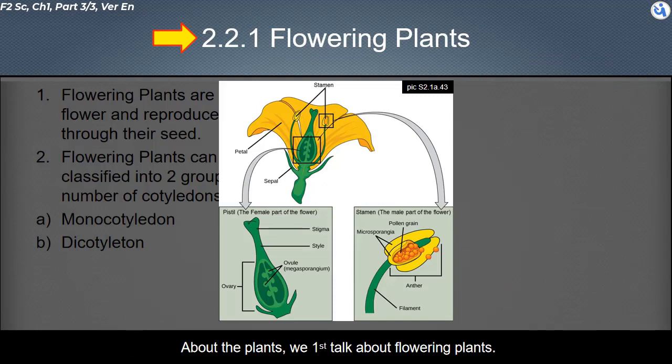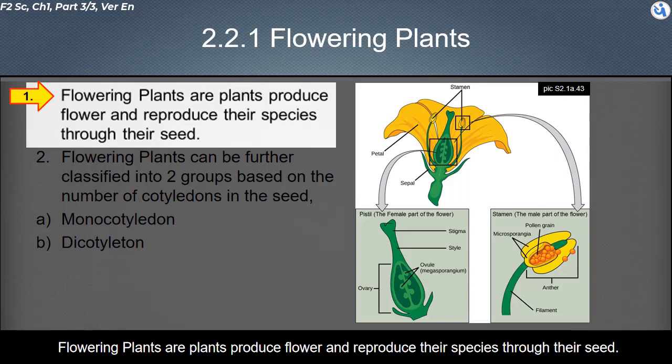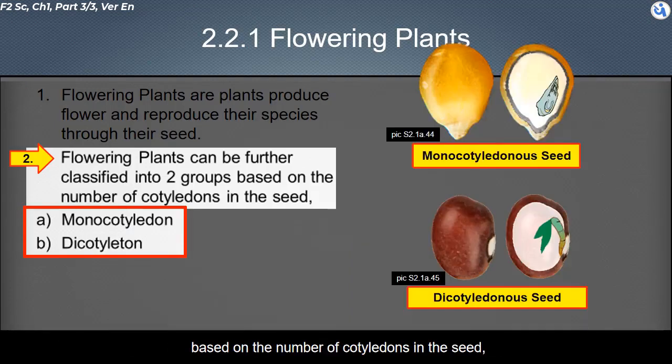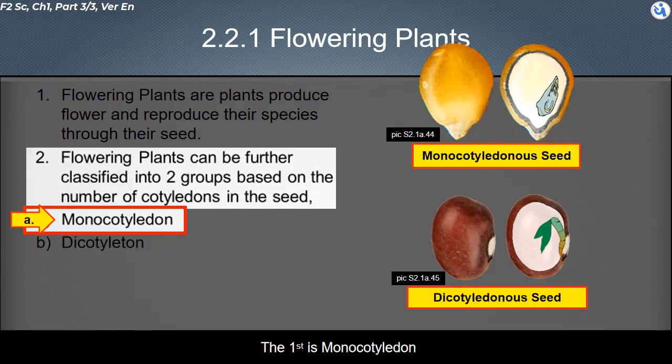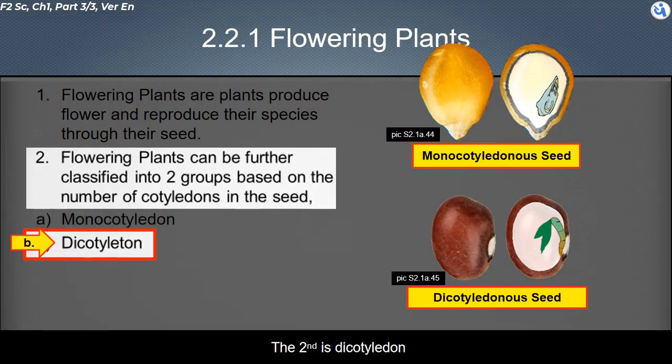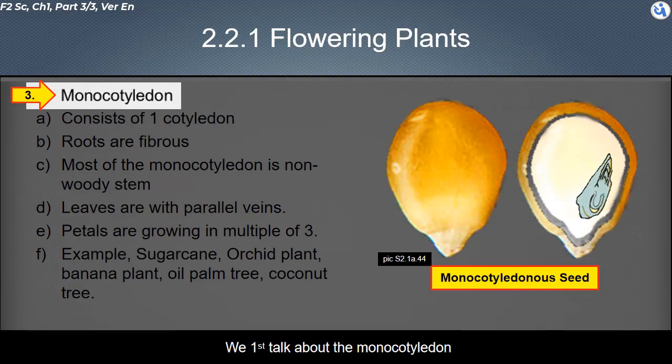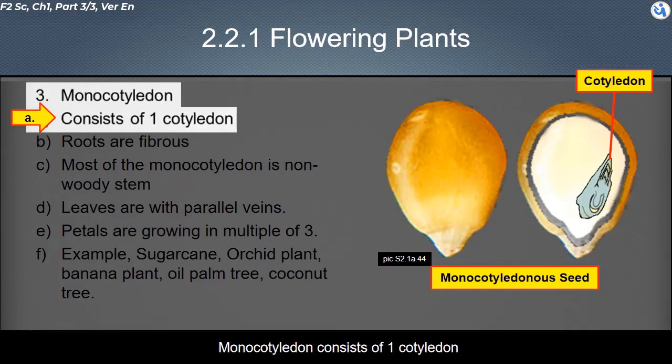Of the plants, we first talk about flowering plants. Flowering plants are plants that produce flowers and reproduce their species through their seeds. Flowering plants can be further classified into two groups based on the number of cotyledons in the seed. The first is monocotyledon. The second is dicotyledon. These two types of plants will be detailed in the following sections of the lesson. We first talk about the monocotyledon.